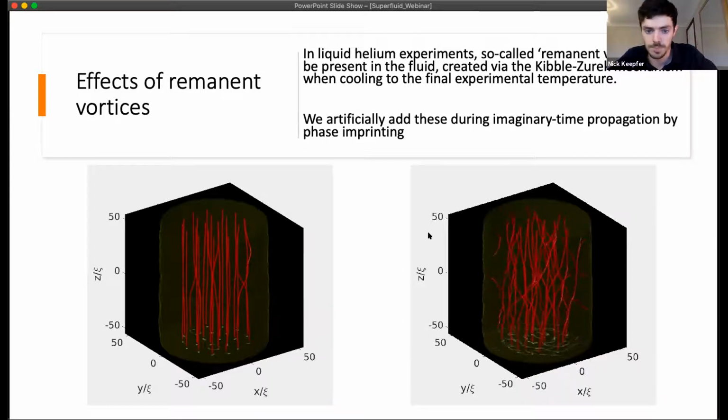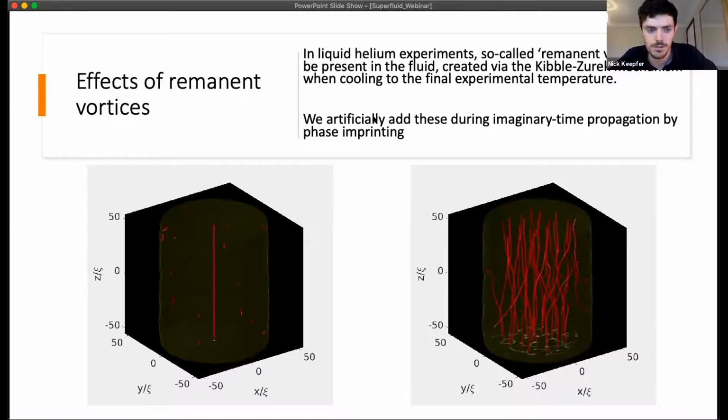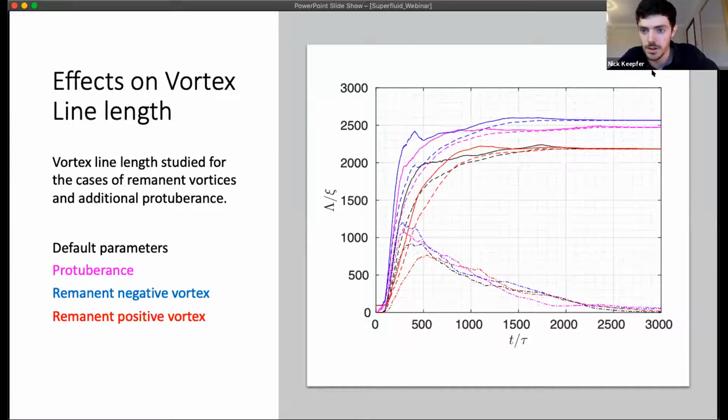So if we look at these effects in terms of vortex line length, you can see that the general case, this default case, is the same one we saw earlier. But when you add the protuberance, you see that the vorticity gets added a bit sooner on. And this actually leads to a more strongly rotating fluid with more vortices in it at the end.